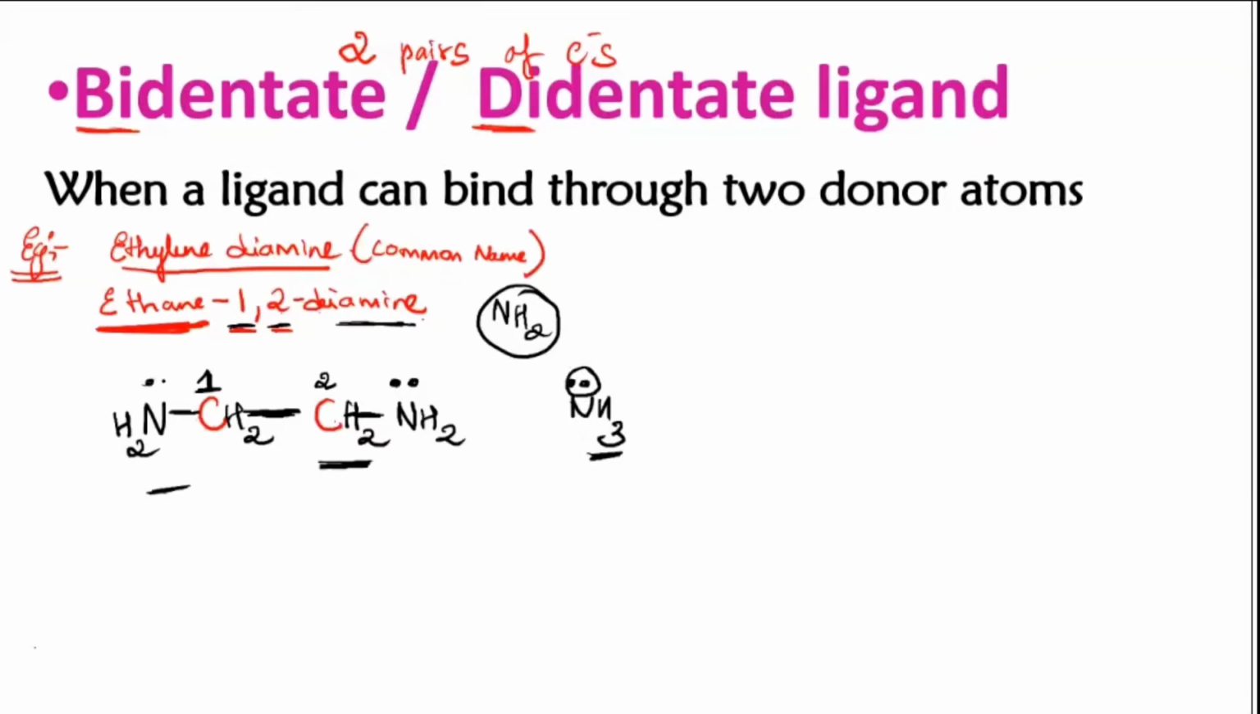So, since there are no two nitrogen now, I will put two electron pairs. These two electron pairs will be utilized for donation. These two will be bound with the metal like this. They will donate their electron pair to bind with the metal. Able to get? So, ethylenediamine or ethane-1,2-diamine will be the example.